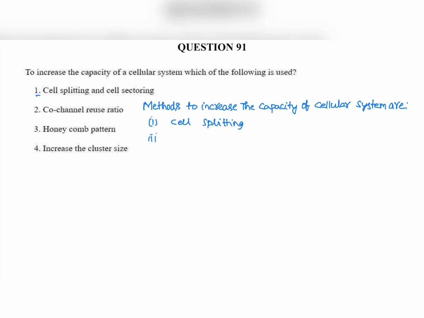The second is cell sectoring: replacing omnidirectional antennas with directional antennas to divide the cell into sectors. The third method is introducing new channels, assigning more channels to the cell. And the fourth one is frequency reuse.